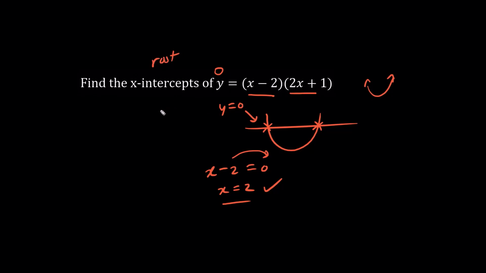This is also called a root. These are also called solutions. We're trying to solve for x, and we found one answer. Something times something is 0, so perhaps we can find another answer by setting 2x plus 1 equals 0. Let's subtract 1 from both sides, and then divide both sides by 2. We have x equals negative 1/2 as our other solution.